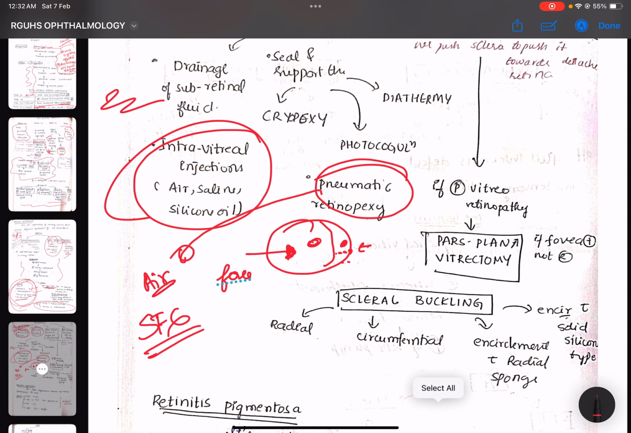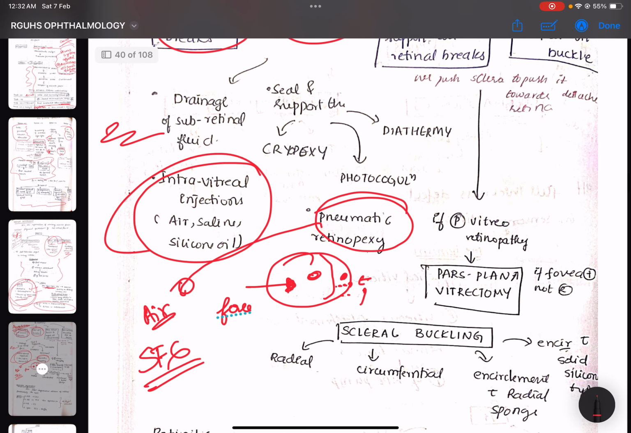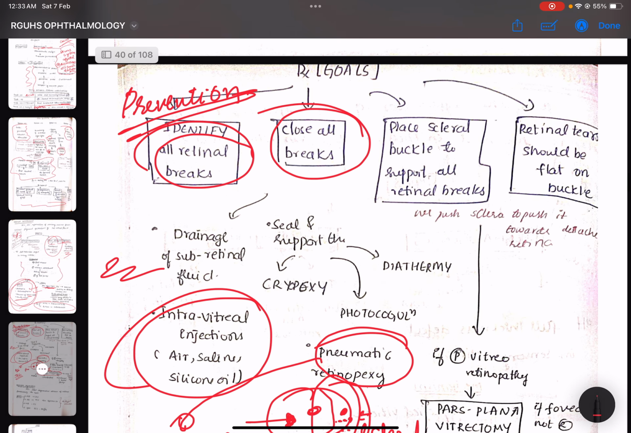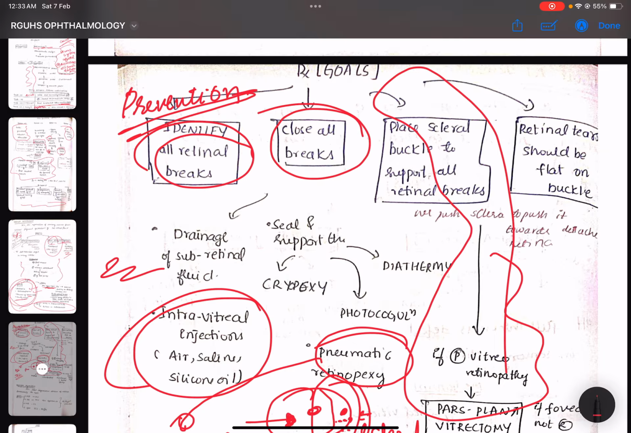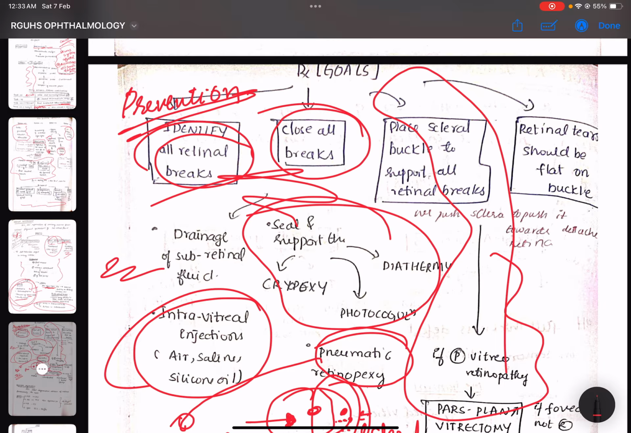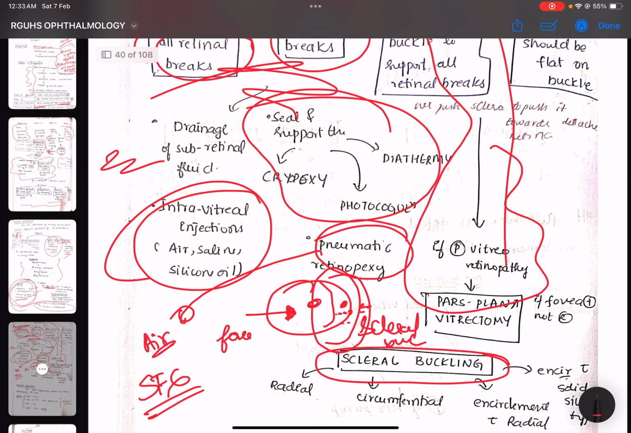If this is done, what is it called? Scleral buckling. Either you can do it radially or circumferentially, okay, or to a specific part where you are having the break. Again, if it's already at a later stage where you cannot do anything, then obviously you go with vitrectomy. That's the major end point of all these things. Okay, that's what we have discussed. To prevent this, we have discussed this, but if it has already happened, then you have to do pneumatic retinopexy, or else at the end, if nothing is happening, then you have to go for pars plana vitrectomy.